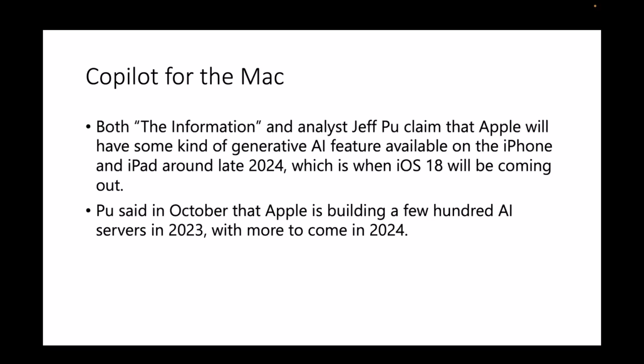Both the information, which is a blog, and an analyst claim that Apple will have some kind of generative AI feature available on the iPhone and iPad around late 2024, when iOS 18 will be coming out. He also said in October that Apple is building a few hundred AI servers in 2023, with more of that in 2024.